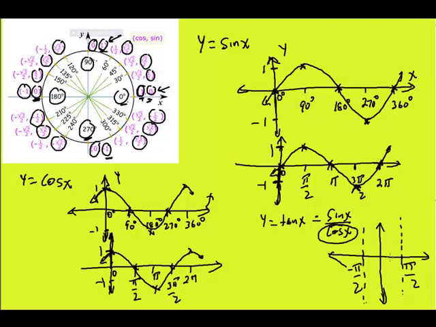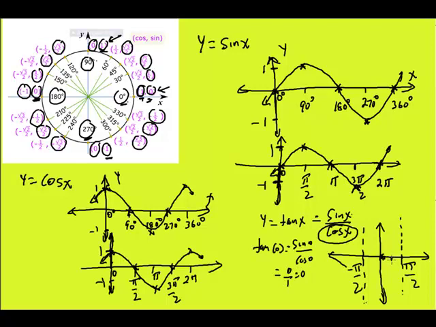The next thing I need to know is, what kind of values do I get? Well, when I put in a 0 into tangent, tangent of 0 is the same as sine of 0 over cosine of 0. And we know, just looking at the unit circle, sine of 0 is 0 over 1, which is 0. So I get that value.